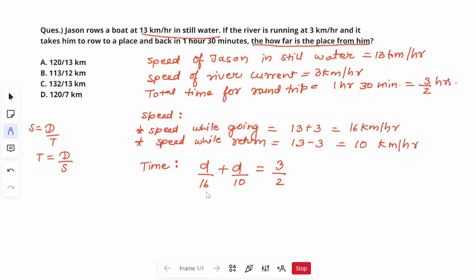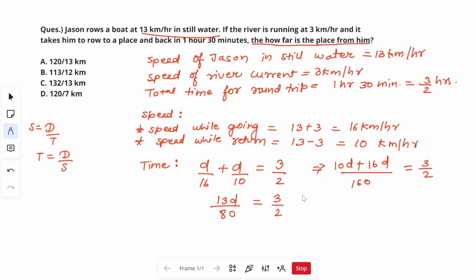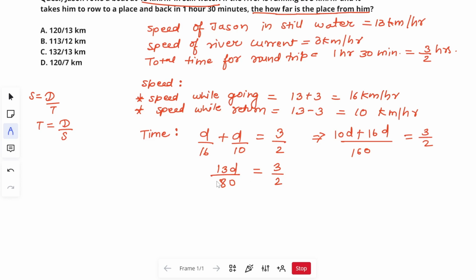So now we will just solve this one. You can do it in any way. You can take LCM, or directly cross multiply. Once you solve it, you will get 13d divided by 80 equals 3 by 2. If you want to solve it, this will multiply there 10d plus this will multiply there 60d, and both will multiply below 160, and then this will be 3 by 2. Further you will cross and cut off the extra values, then you will get this as the final equation. Now based on this equation we are going to find the value of d.